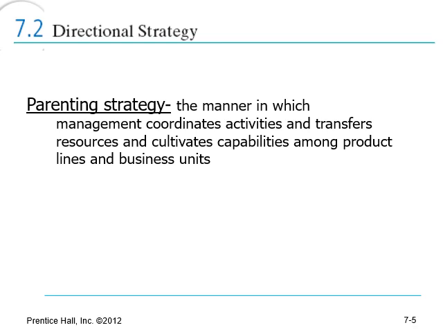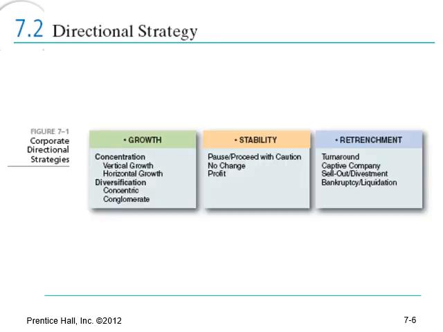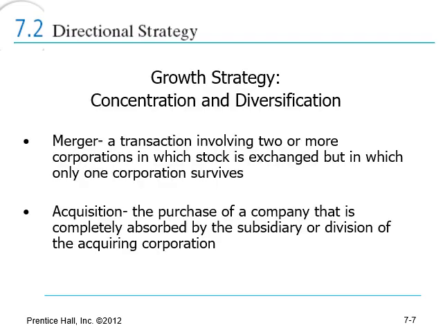Anyway, on the corporate directional slide here: growth strategies go for expanding the company's activities. Stability stands for making no change; the keyword here is to make no change to the company's current activities. Retrenchment strategies reduce the company's level of activities. So here is the general meaning of these three directional strategies. We go a little bit into detail for the first one.